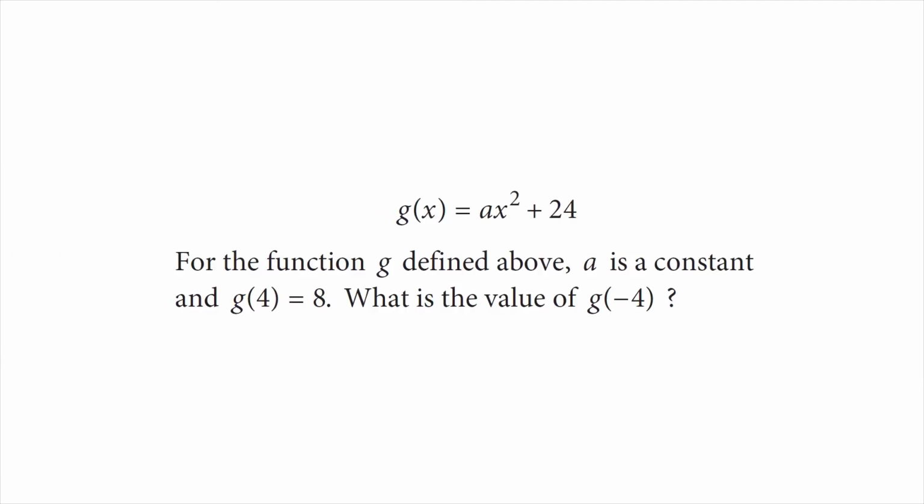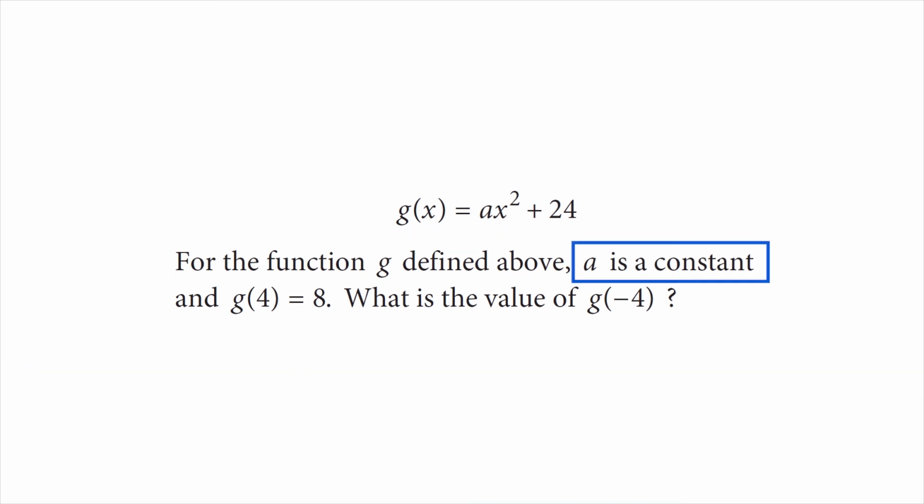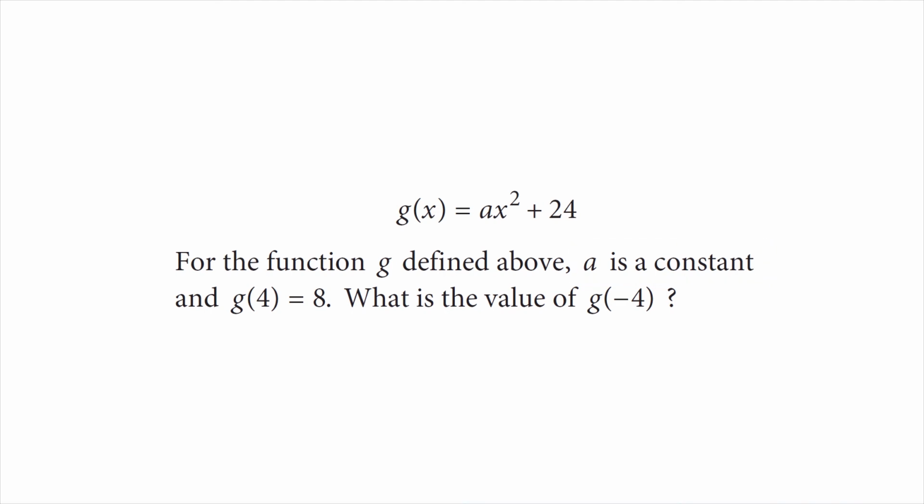Now that we've read the problem, let's make a note of the key information they presented. First up, that equation, g(x) equals ax squared plus 24. Whenever you see an equation, you definitely want to write it down. We're probably going to have to use it to solve the problem. Next, they tell us that a is a constant. All that means is that a is just a number. And lastly, g(4) equals 8. Let's figure out what we need to do with all this information.